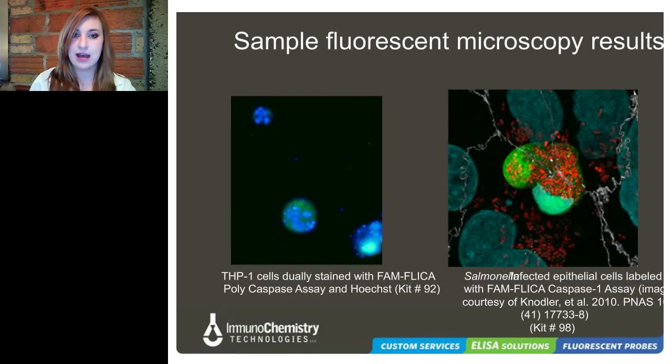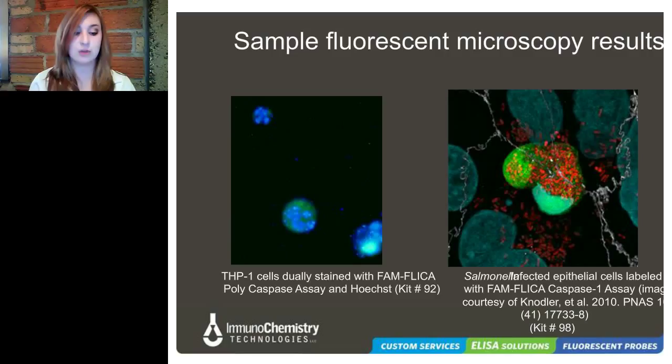So finally, we do have here some sample fluorescent microscopy results. On the left, in that first image there, you can see some THP1 cells that are dual stained with our FAM Flicka polycaspase assay kit and Hoechst to stain the DNA in the cells blue. If we look at this image, we can see 3 different cells that are pictured there. The one in the middle is the one we believe to be apoptotic, as we can see green fluorescence for the caspase activity. We also see in that middle cell some bright blue spots, indicating that the cell is beginning to die as the DNA is fragmenting.